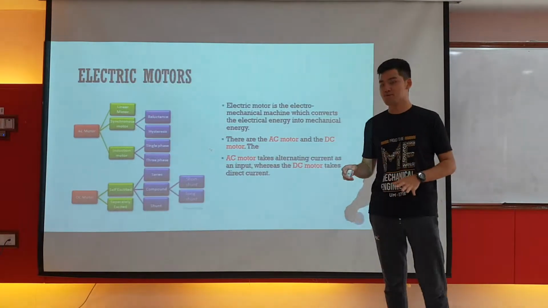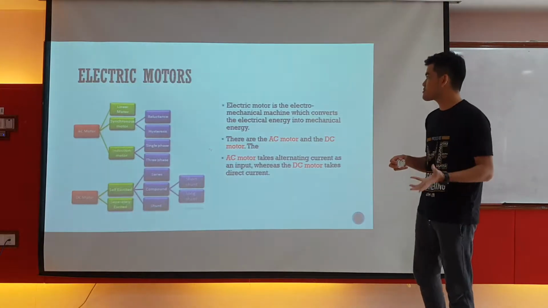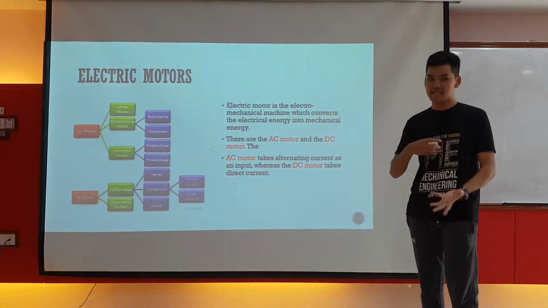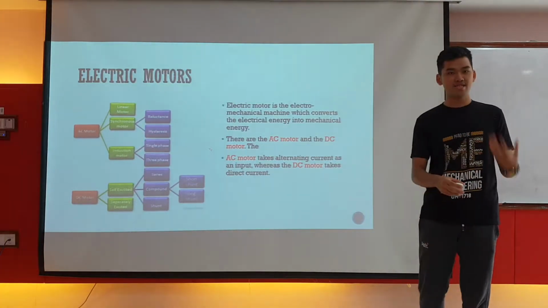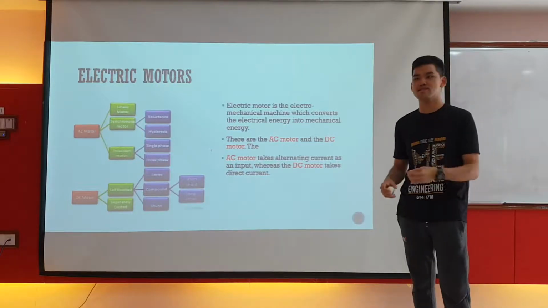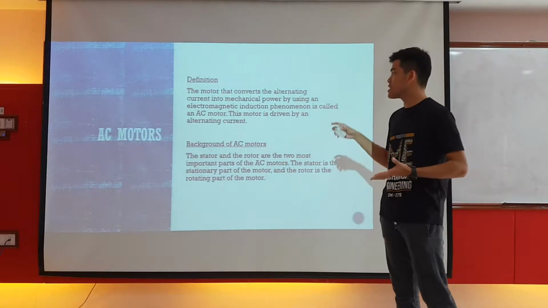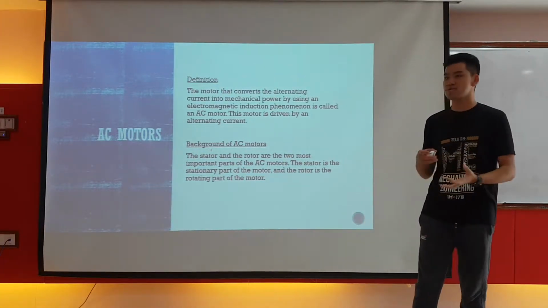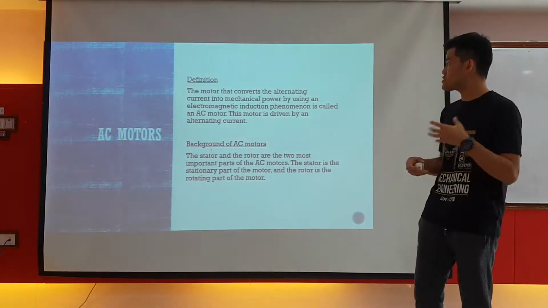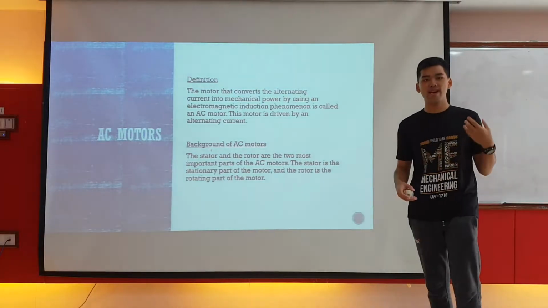So for the electric motors we are looking at right now, an electric motor is an electromechanical machine which converts electrical energy into mechanical energy. There are the AC motors and the DC motors. For AC motors, it takes in alternating current as an input, whereas for DC motor, it takes in direct current as an input. First of all, we'll look at the AC motors. The AC motor converts electrical energy into mechanical energy by using the electromagnetic induction phenomenon, which is then called an AC motor.